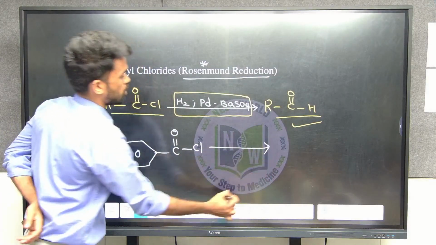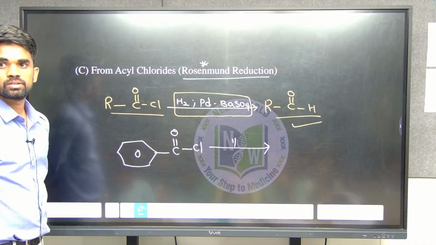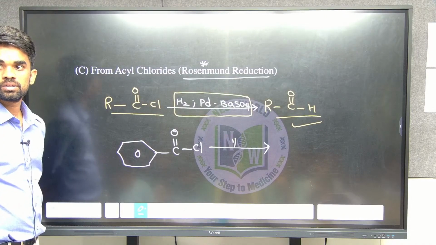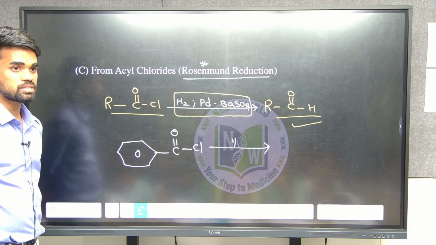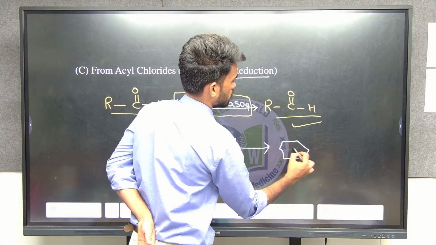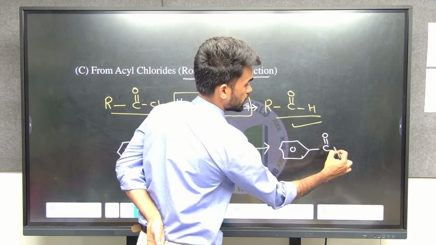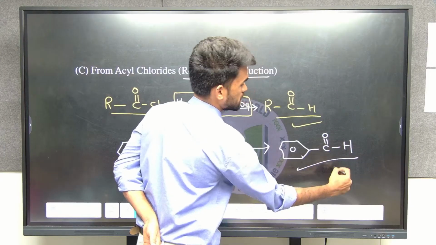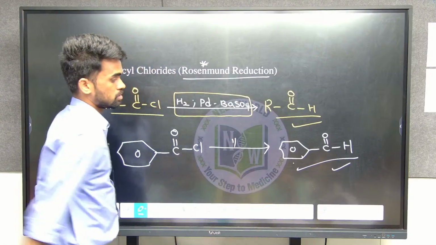So what is the product formed? Tell me in Rosenmund reduction. What happens? So benzaldehyde. What is the name of this? Benzaldehyde.